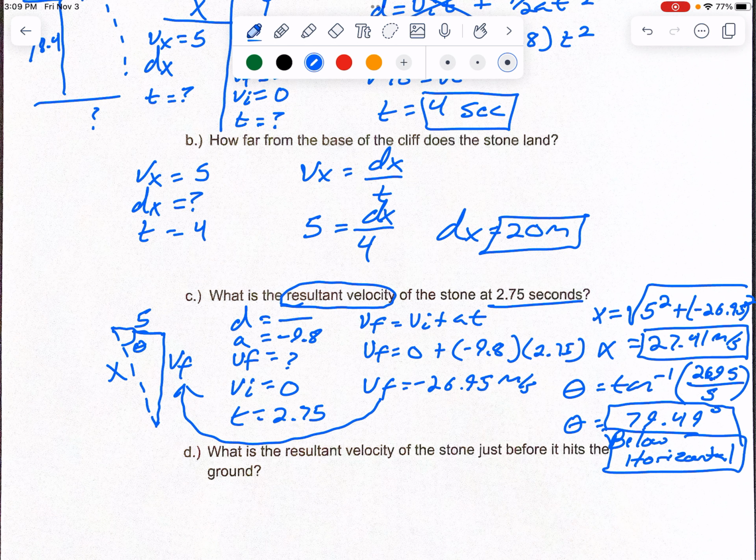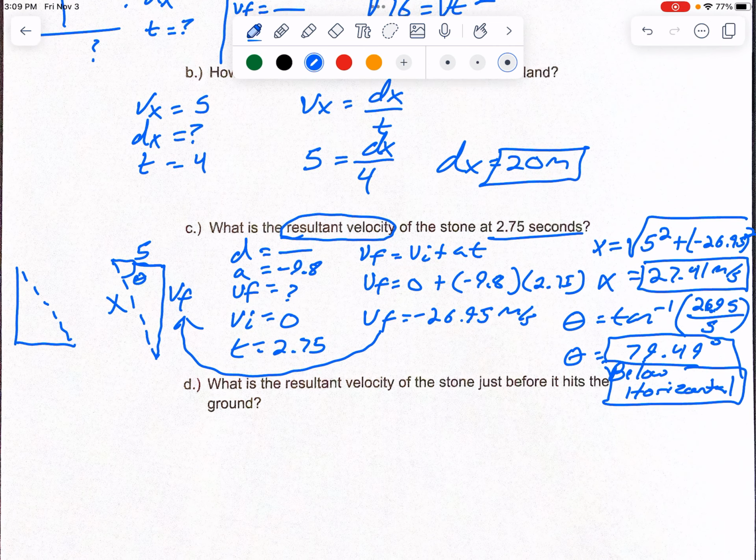Now, if you drew your triangle the other way, where you went down first and then over, that's fine. You'd still get the same hypotenuse. Your angle would be different. Your angle would be like 11.51 degrees because our angles should add up to 90. So either one's fine. It doesn't matter how you draw that one.